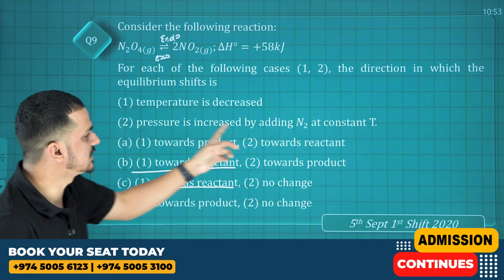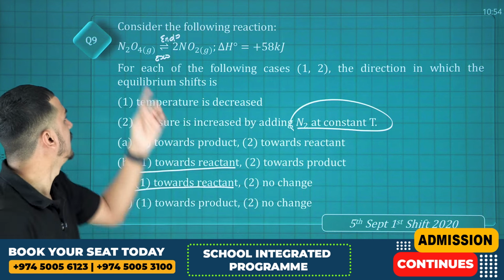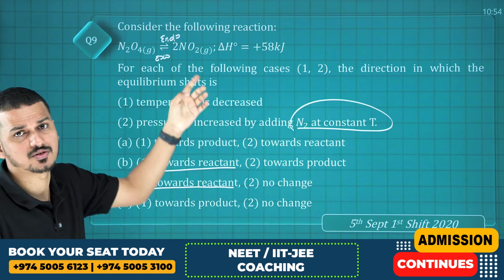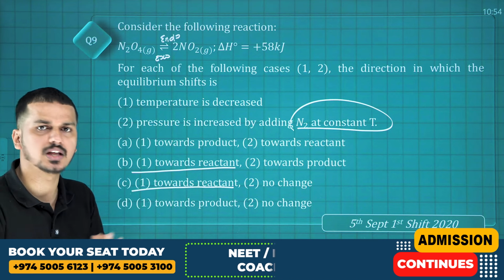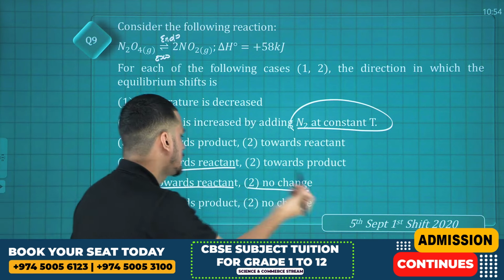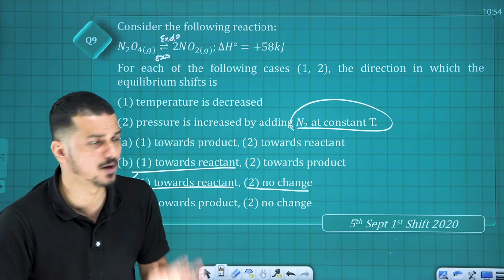Next one, pressure is increased by adding N2 at constant temperature. In this case, N2 has no effect. N2 is just treated like a noble gas. No effect on that one. So that means no change. So option C is the correct answer. Clear, dears? Okay, perfect.